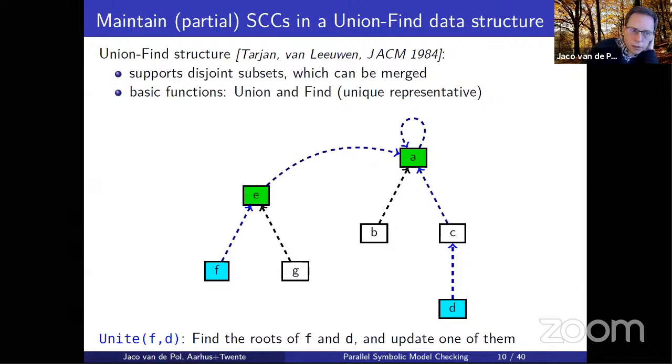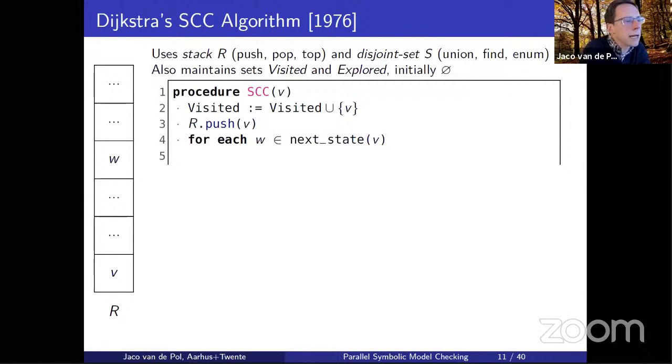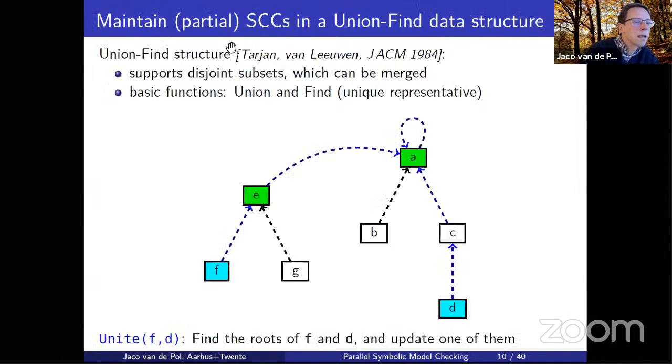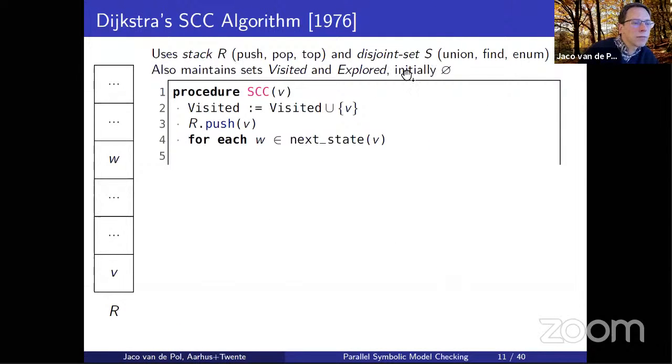Okay, so this is the underlying data structure to manage disjoint subsets. So now we can indeed look at Dijkstra's algorithm, which he published in 1976. And the algorithm uses a stack R, because it's path-based, so we remember the path on the stack. But we also have this disjoint set S, which is basically a union-find structure. And we also need some other sets like visited and explored. And it's a recursive procedure.